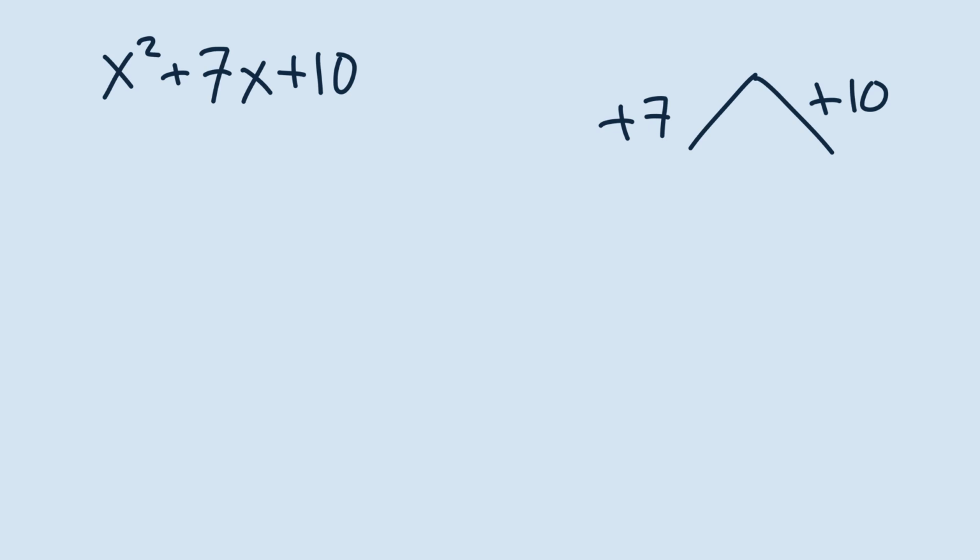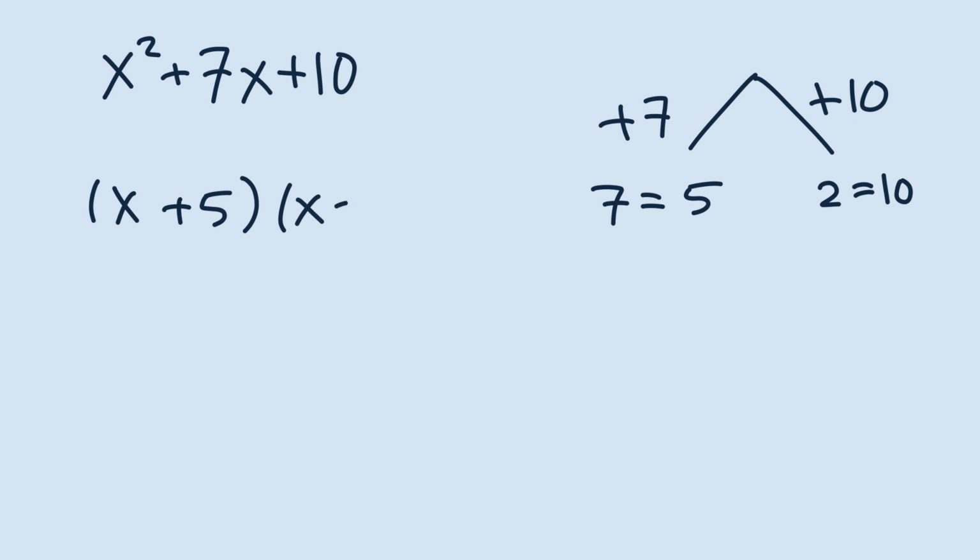So these numbers are 5 and 2. 5 times 2 is positive 10. 5 plus 2 is positive 7. So the answer should be like this: x plus 5, x plus 2. Simply, I have to take these two numbers and add x to that.